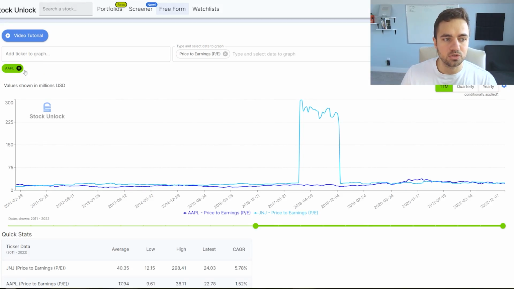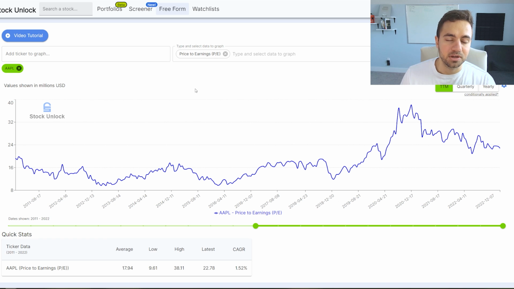And we're going to head over here to Stock Unlock's freeform tool, because one of the best times to use the price to earnings ratio, and when it is the most useful, is on more mature businesses that have a long history of having actual earnings. Right here, a good example of this is Apple.